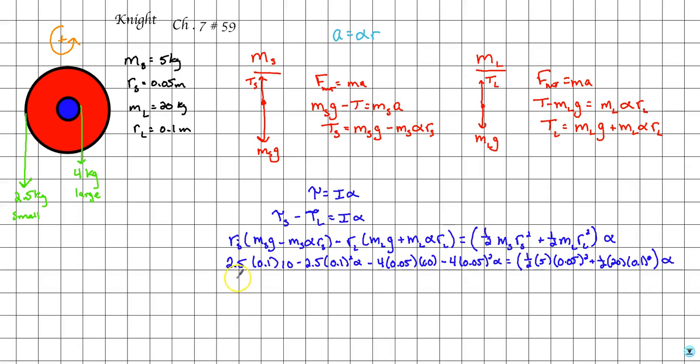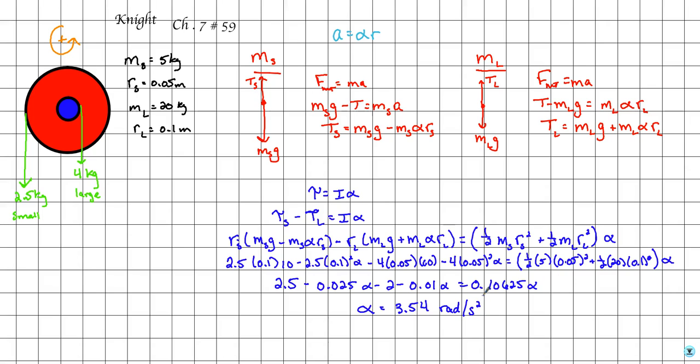If we do all the algebra, we do all the math, we're going to get 2.5 minus 0.025 alpha minus 2 minus 0.01 alpha is equal to 0.10625 times alpha. You can do the math on your own to figure it out. We find that alpha is going to be 3.54 radians per second squared.